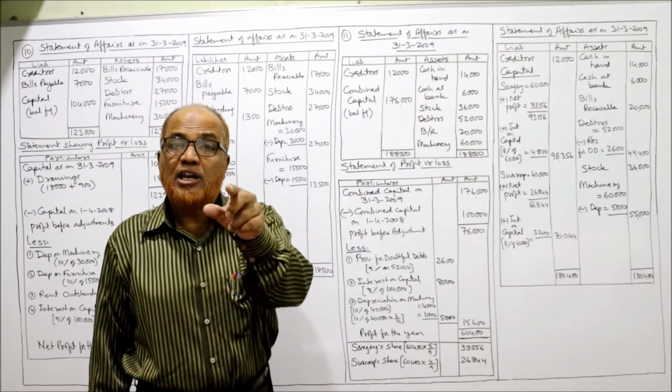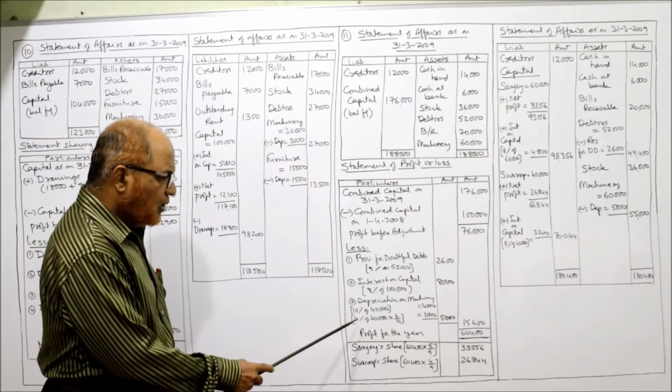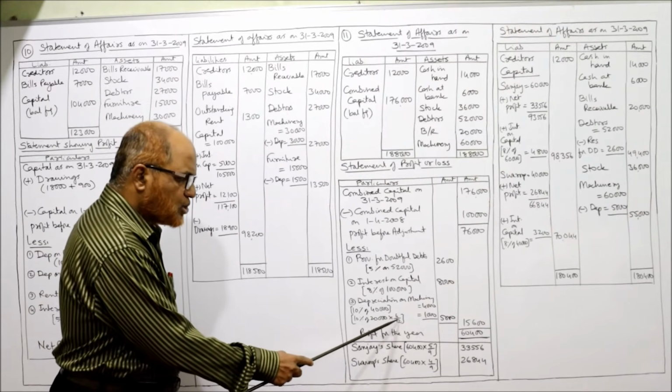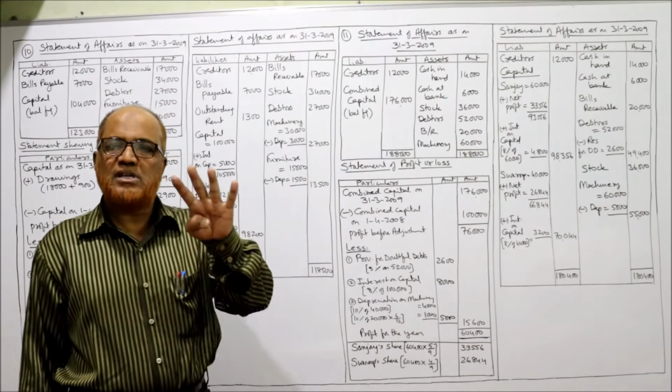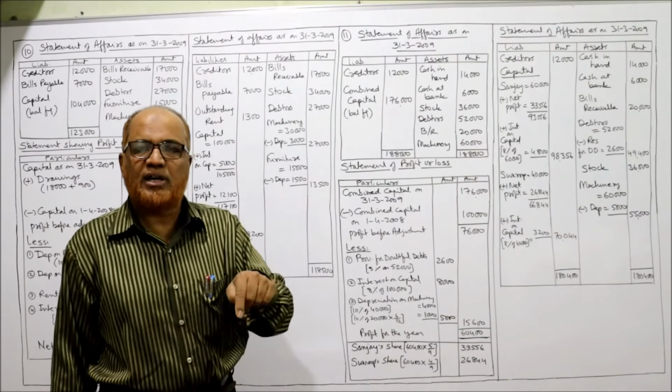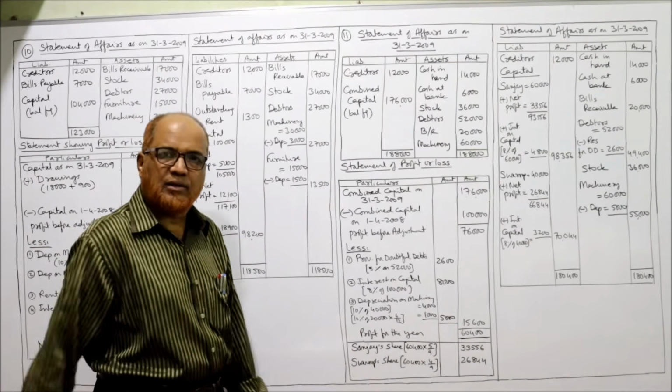On which machine? New machine. What is the cost of the new machine? 20,000. So 10% of 20,000 into 6 by 12, you will get 1,000. The old machine depreciation 4,000 and new machine depreciation 1,000. The total depreciation on machinery will be 5,000.